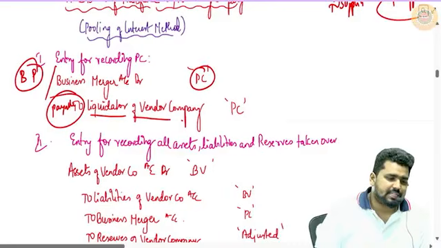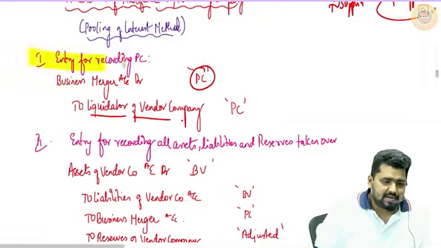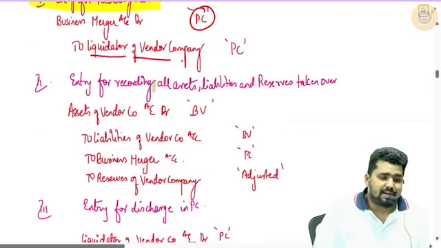Clear? So the first entry is for recording the PC. Come on, the first entry is for what? Recording the PC. So first entry number 1, business merger account debit to liquidator of vendor company.